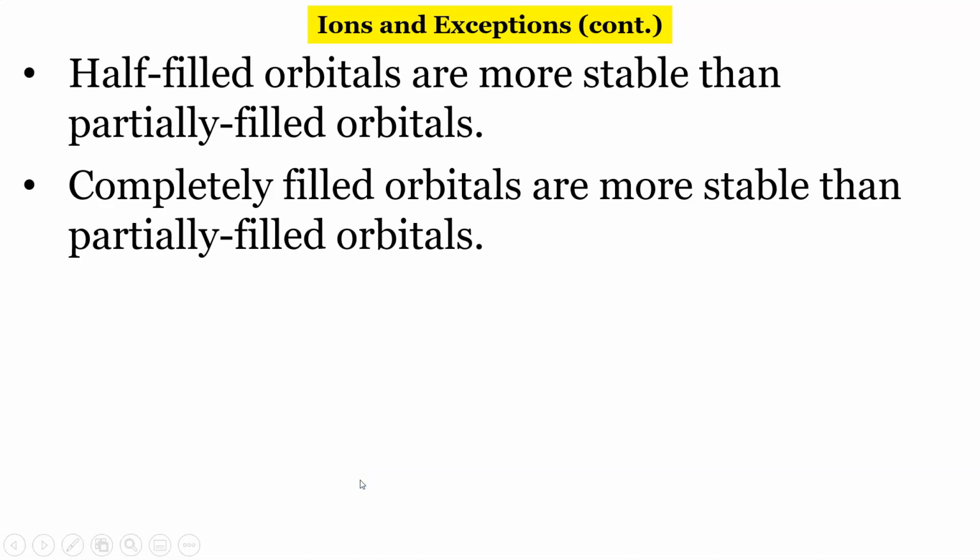So the two rules for these exceptions are half-filled orbitals are more stable than partially filled orbitals in the case of chromium, and for copper, completely filled orbitals are more stable than partially filled orbitals.